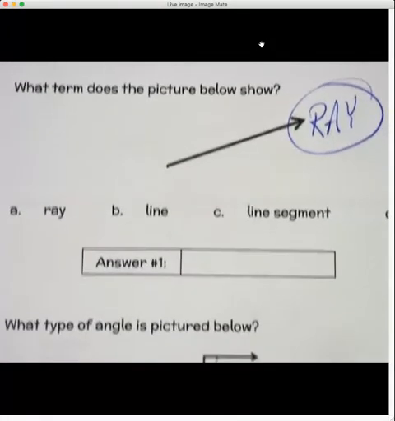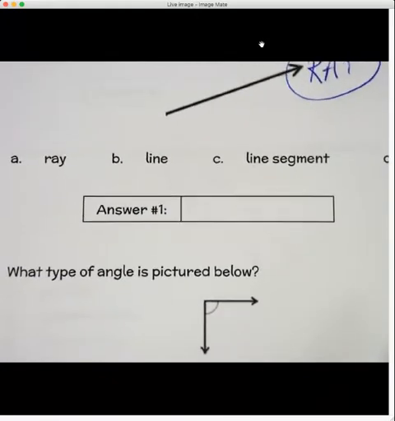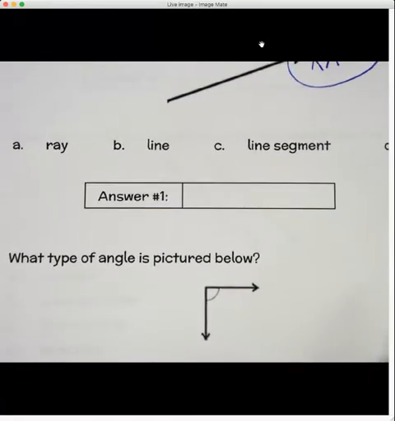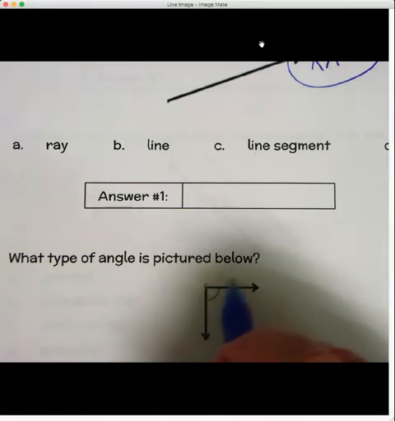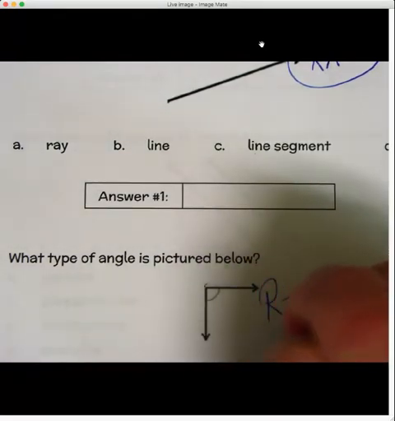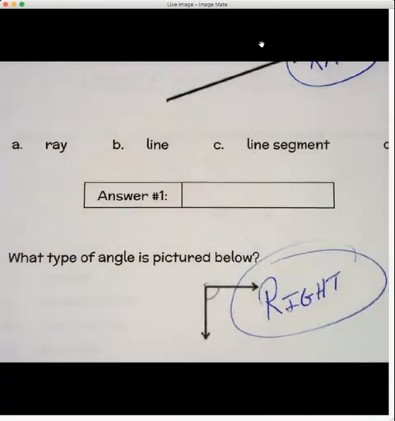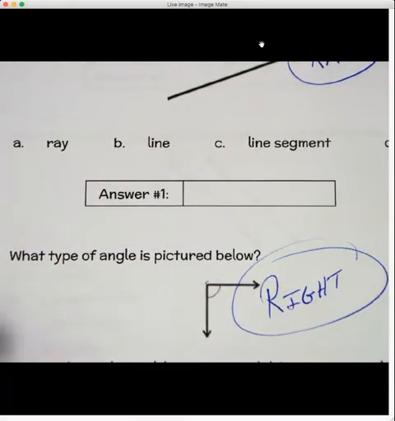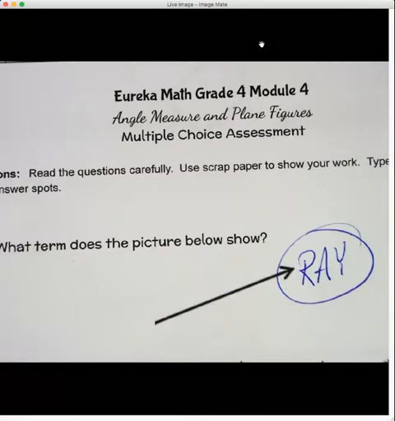Look at question number 2. What type of angle is in this picture? So what do you see? I see a square corner, don't you? What have we learned about square corners? What are they called? They are called a right angle. So that is a right angle there. Okay, next question.